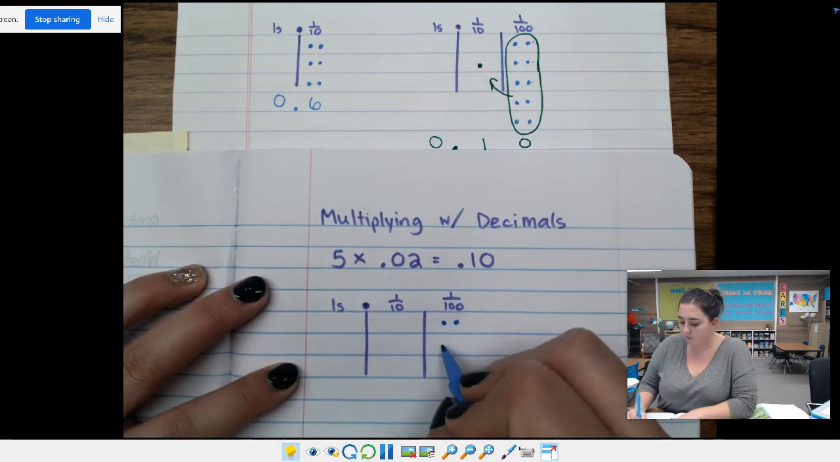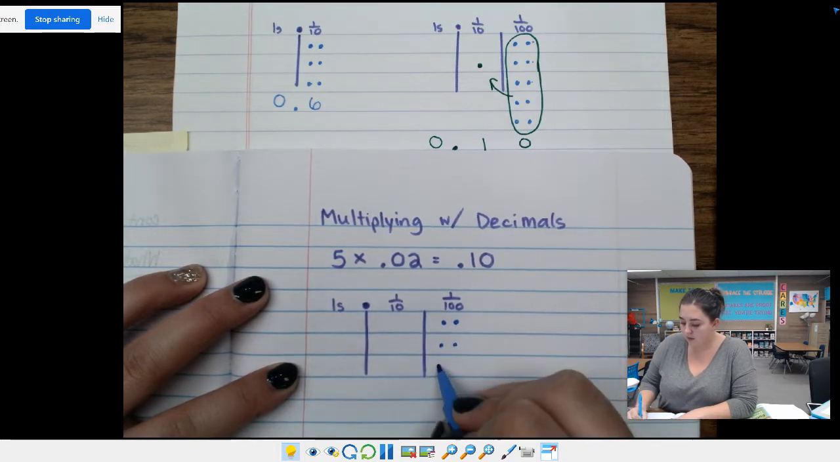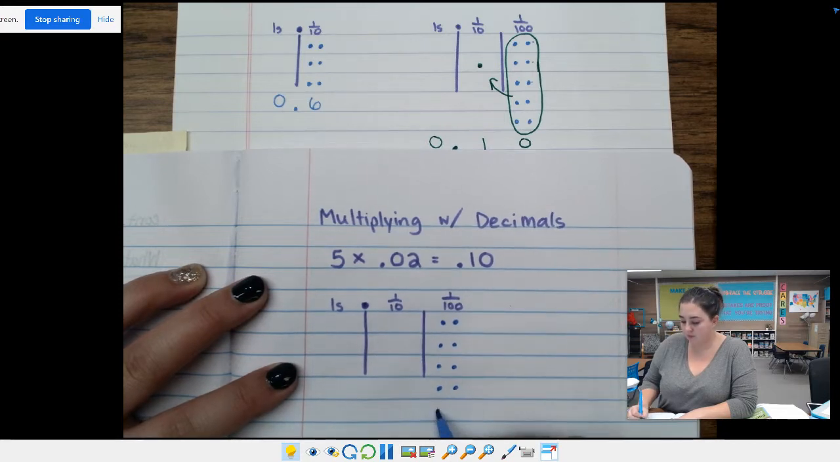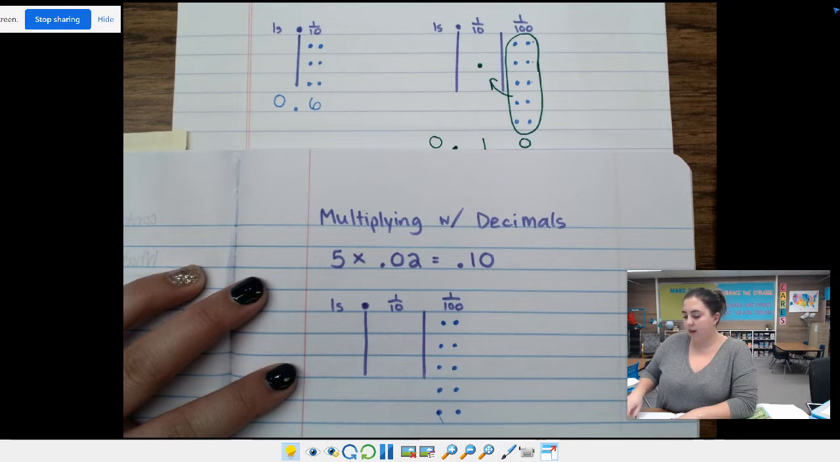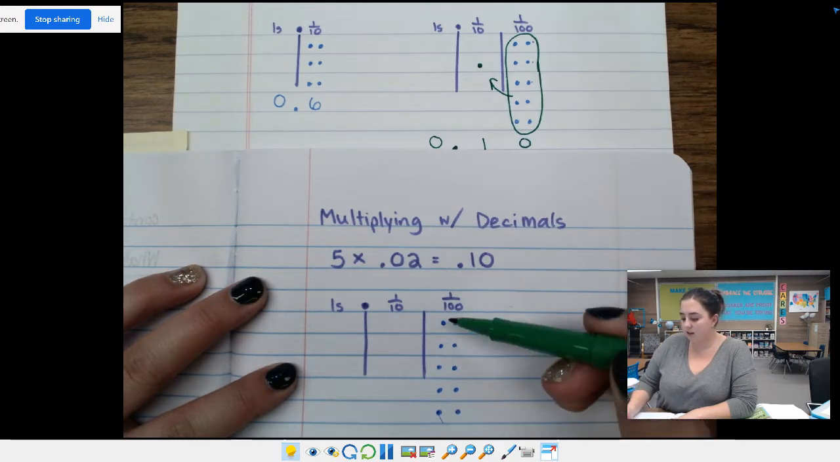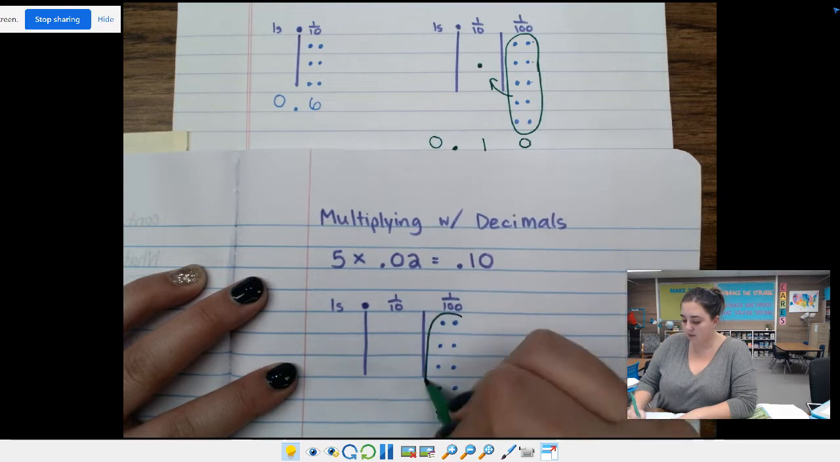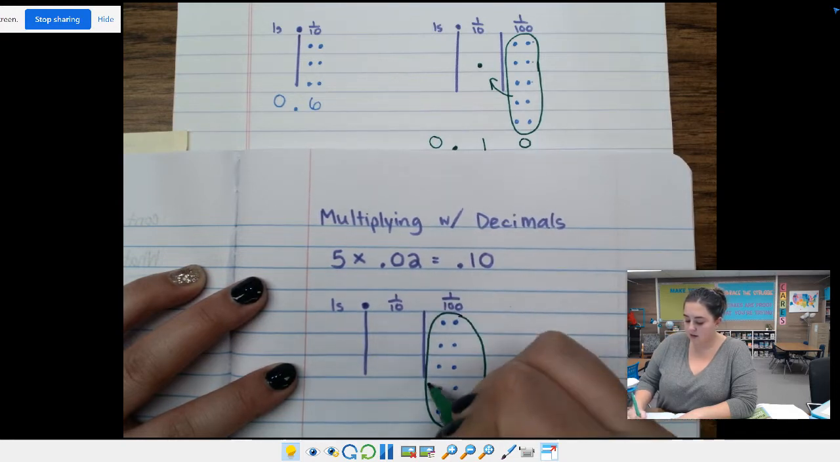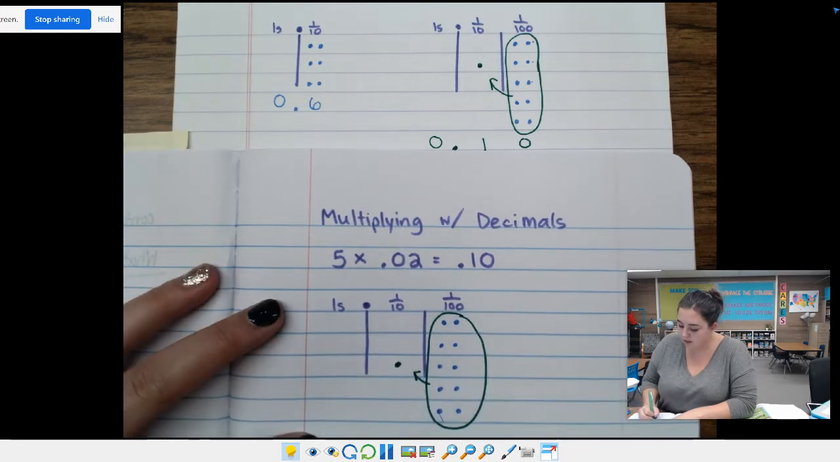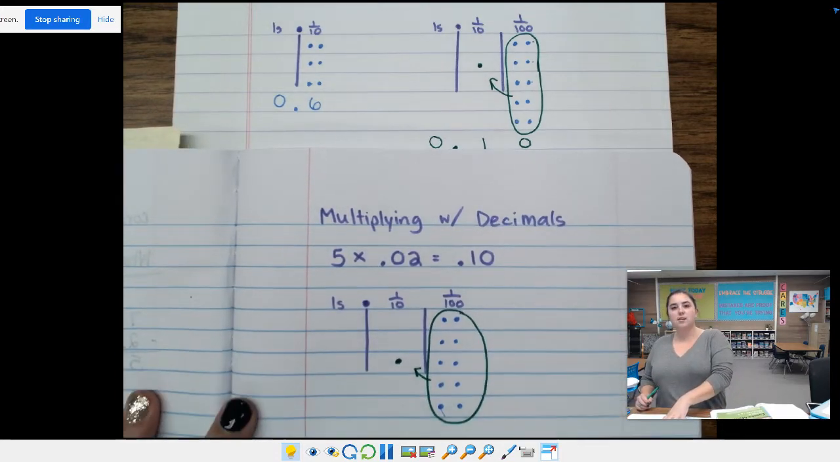So here's 1, 2, 3, 4, 5. And then I showed that we counted out 10: 2, 4, 6, 8, 10. So it's all of them in this case. And it becomes 1 over here. So our answer is 0, decimal 1, with nothing left in the hundredths place.